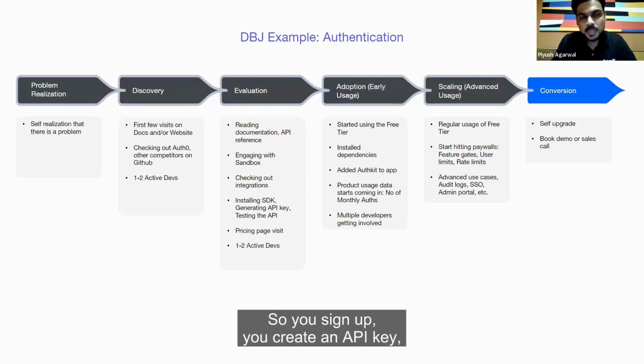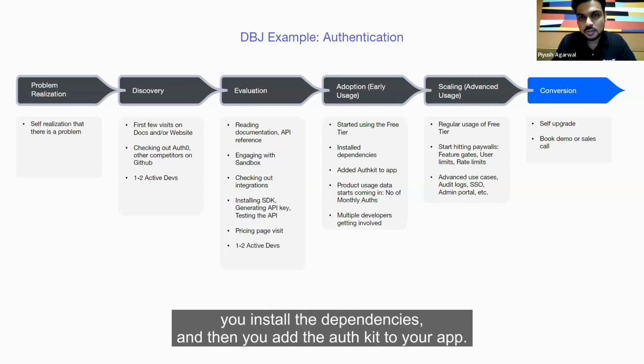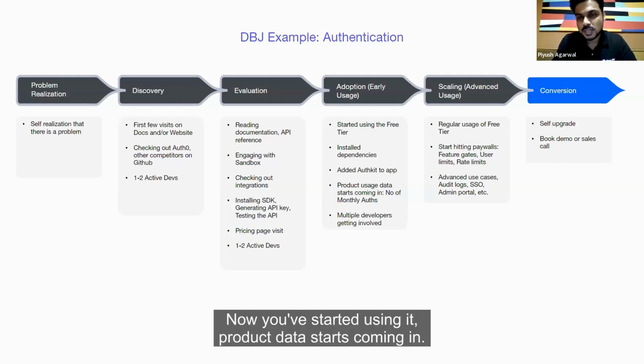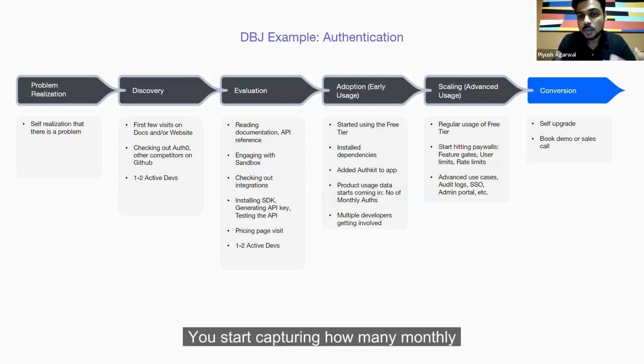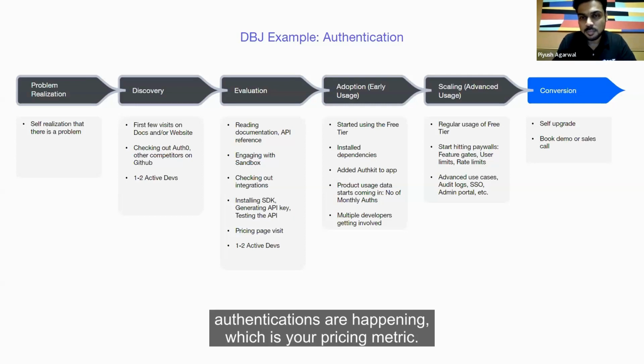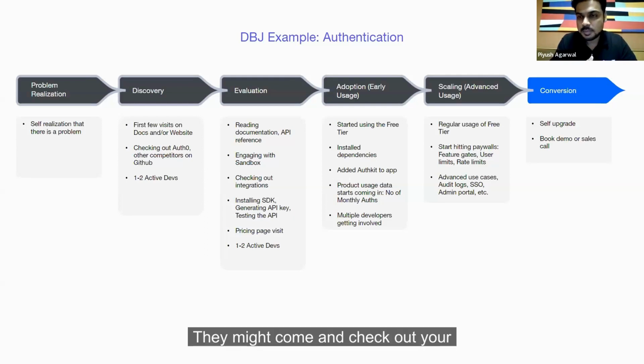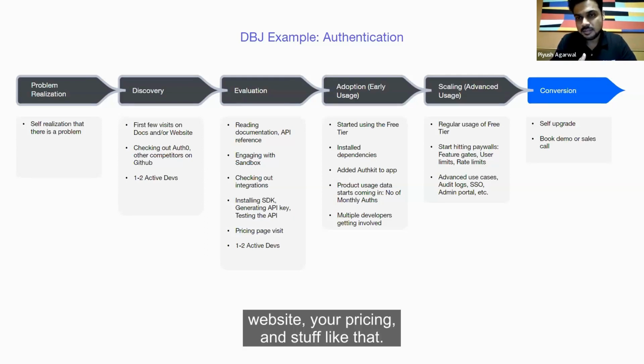So you sign up, you create an API key, you install the dependencies, and then you add the auth kit to your app. If you've done these things, you've already adopted WorkOS. And now you've started using it, product data starts coming in, you start capturing how many monthly authentications are happening, which is your pricing metric. And you might see more developers get involved now, more people. You'll see a buyer get involved at some stage. They might come and check out your website, your pricing, and stuff like that.